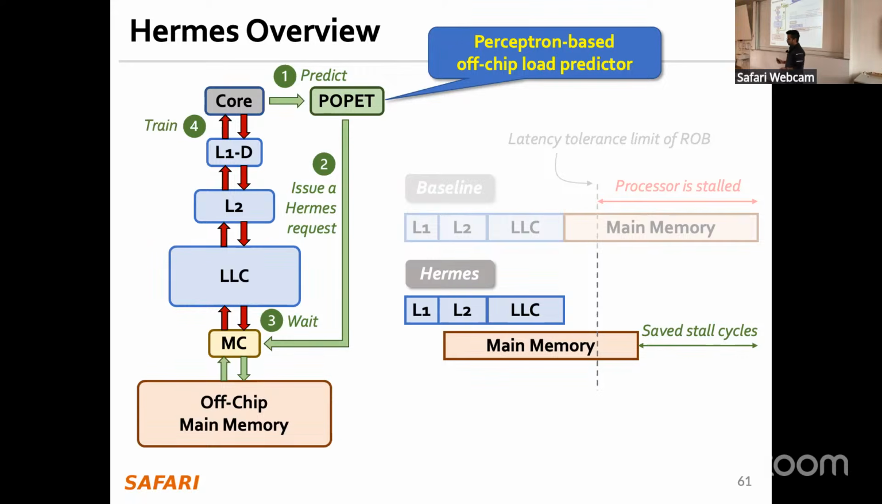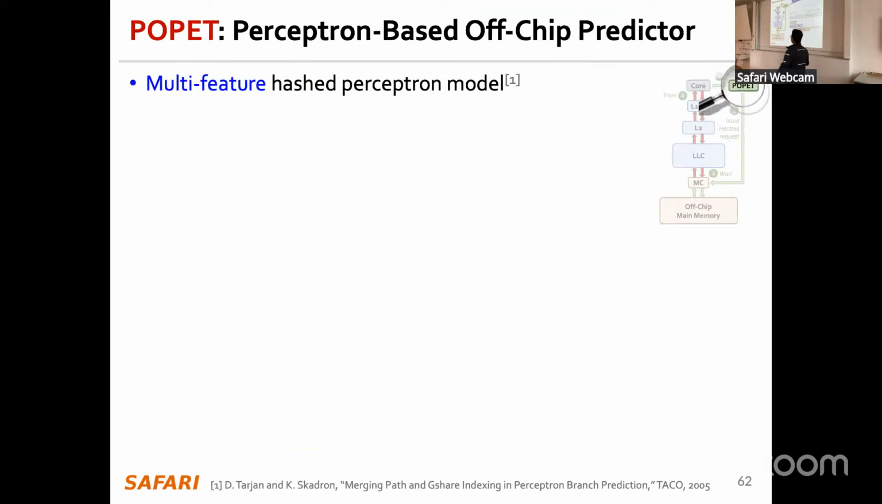Okay. So when the data returns back, we are going to train this predictor. Let me show you how exactly this predictor works. This is a multi-feature hash perceptron model. We, meaning the architects, have actually used this type of model for branch prediction. Branch prediction means that, given a conditional branch, like when you write if-else code, this sort of model has been deployed in actual processors.